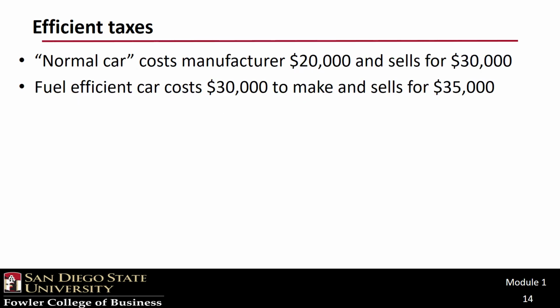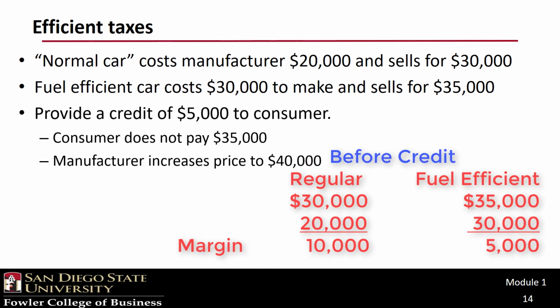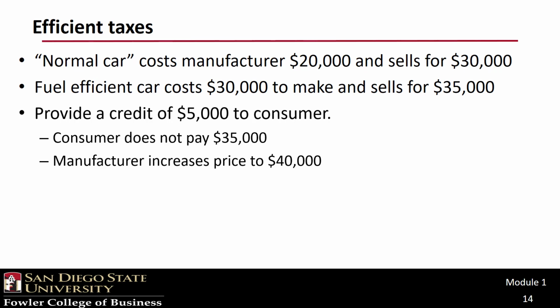So let's assume a normal car sells for $30,000 and costs the manufacturer $20,000 to build. But in order to cover the $30,000 cost of developing new technologies, a fuel-efficient car is priced at $35,000. The manufacturer has little incentive to invest in fuel-efficient cars, as the margin on normal cars is much higher. Now the government decides to sweeten the deal and provides a $5,000 credit to consumers that purchase a fuel-efficient car.